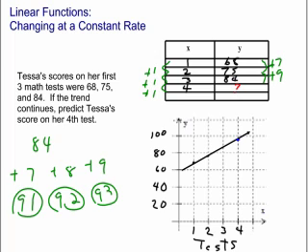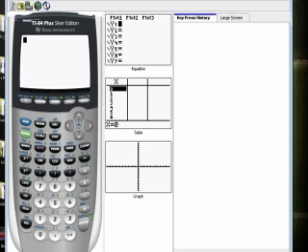Well, we can use our calculator to make a model for this test and use it to see how well our model works. So I'm going to switch over here to the calculator. In my calculator, I'm going to enter my data points, and I'm going to have the calculator do an official calculation of what we would call linear regression or trend line, and see what the model would predict for her next test.